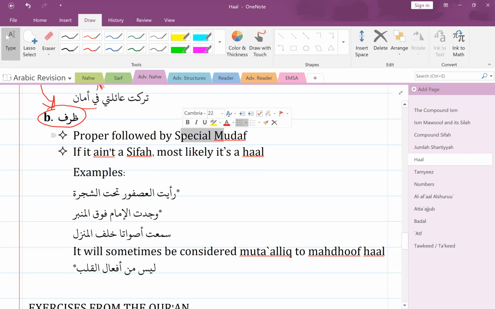مضاف. Instead of a jar majroor, we have a special mudaf, a special mudaf of time and place. That's what ظرف is. Not all the other special mudafs, because there are other special mudafs that are not of time and place. Yes, Saima.